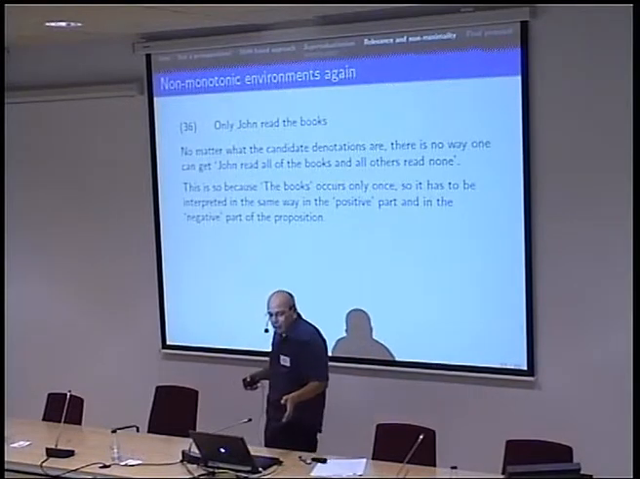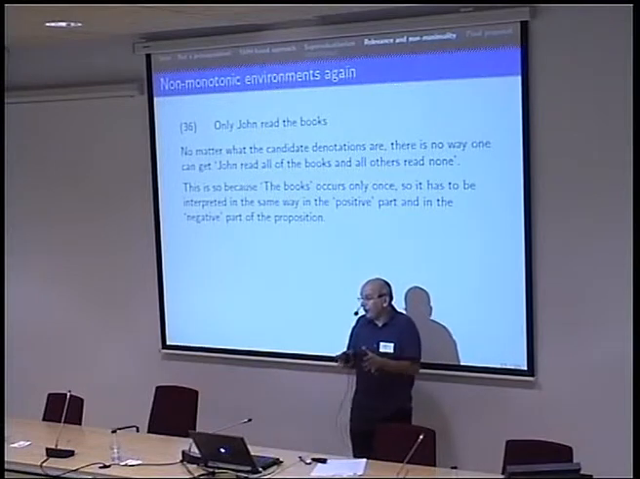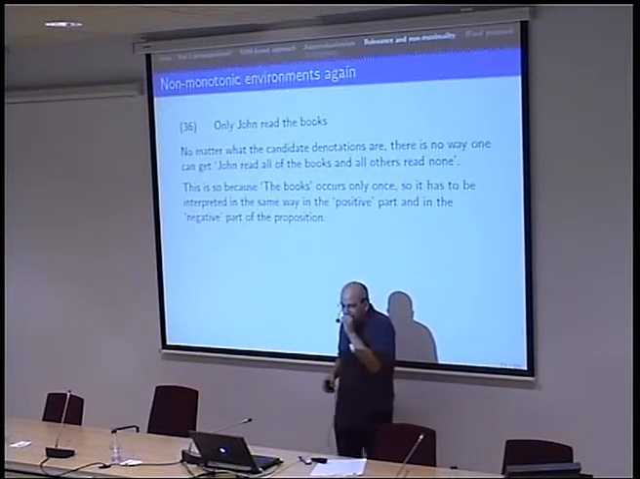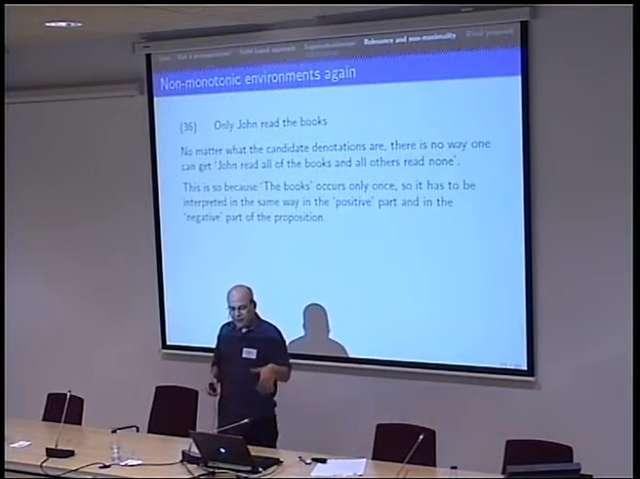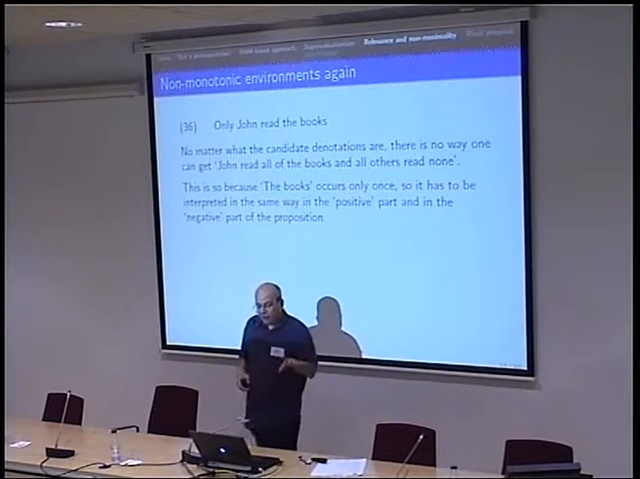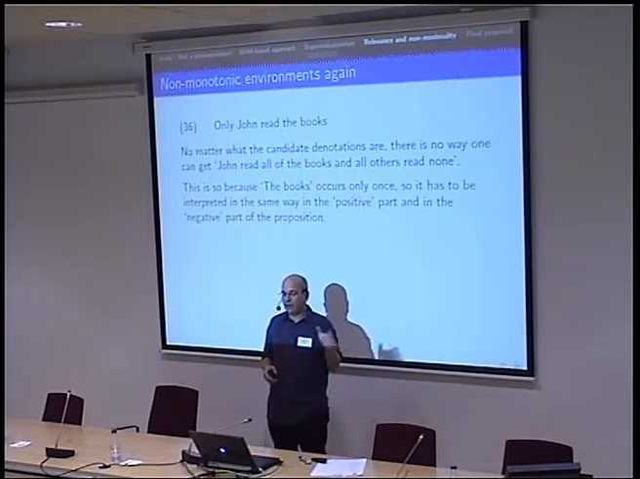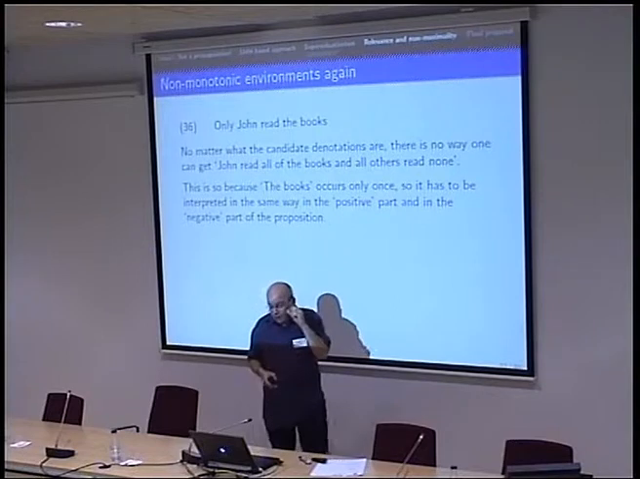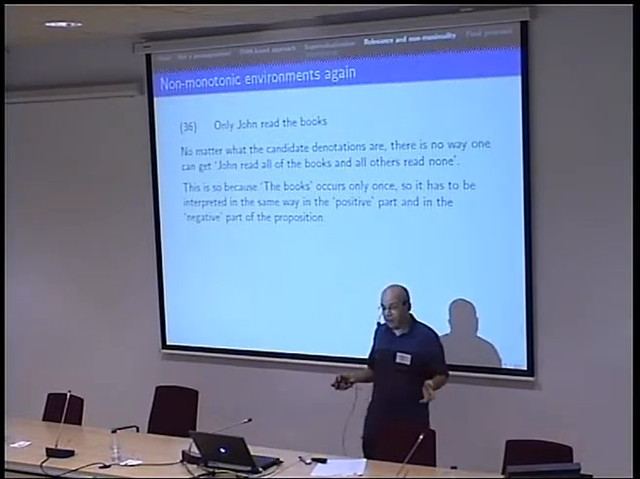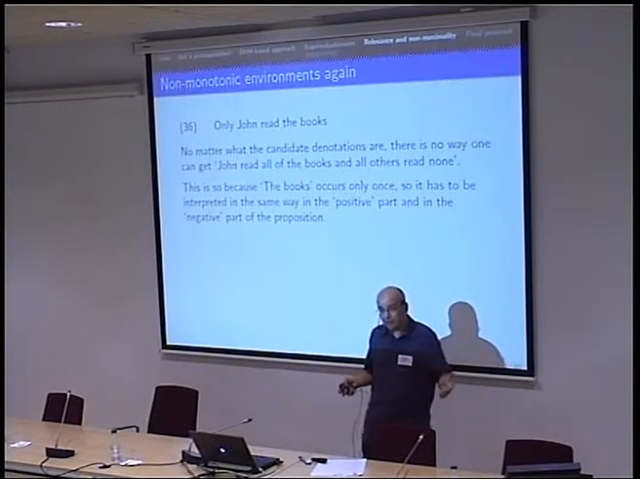But she has a problem with non-monotonic environments again, right? Because it's basically a refinement of the stronger meaning hypothesis story. And the problem with this is, no matter what the candidate denotations are for the books, and only John read the books, there is no way one can get "John read all of the books and all others read none." This is so because the box occurs only once, and so it has to be interpreted in the same way in the positive part and the negative part of the proposition. That's the same problem as before.